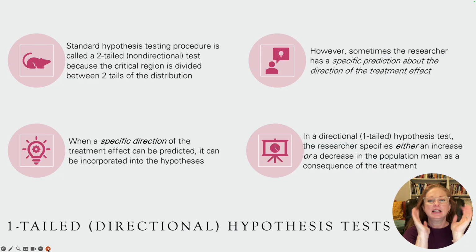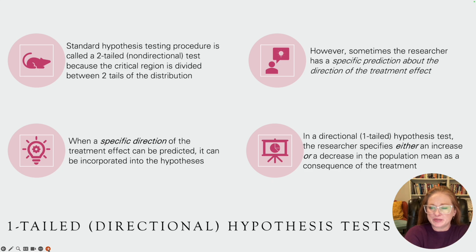Okay. Sometimes we get to use a one-tailed hypothesis test. It's okay. I would say 95% of the time we're doing a two-tailed hypothesis test. Okay. So the standardized hypothesis testing procedure is called a two-tailed or a non-directional test because the critical region is divided or split into two.